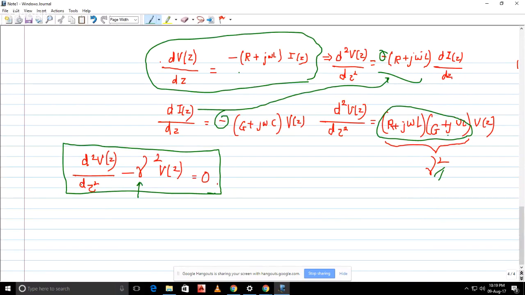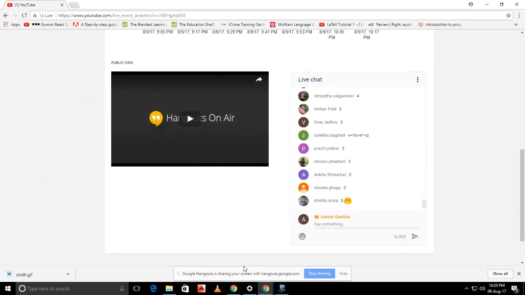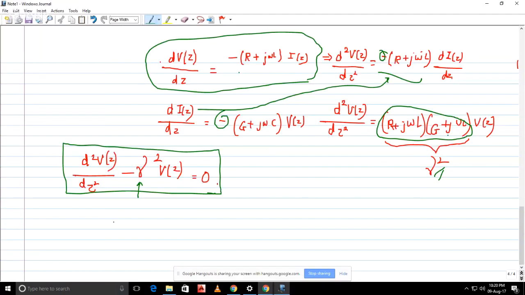So do you all agree that this is a second order differential equation? You will agree that this is a second order differential equation. Yes, good, Prathamesh. So, for the second order differential equation, if I wanted to solve, then the second order differential equation should have two solutions. Don't you think so?